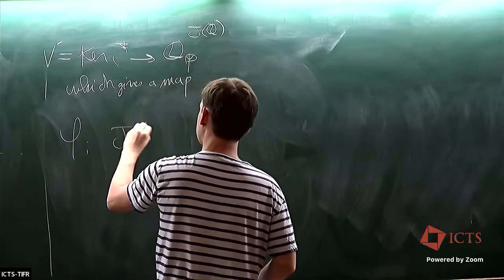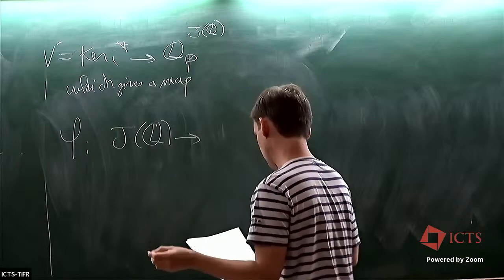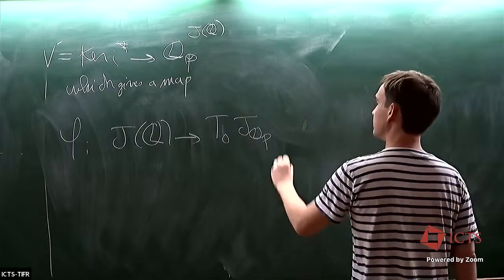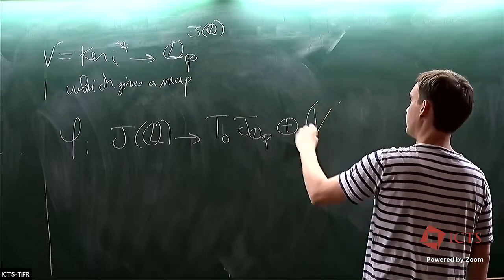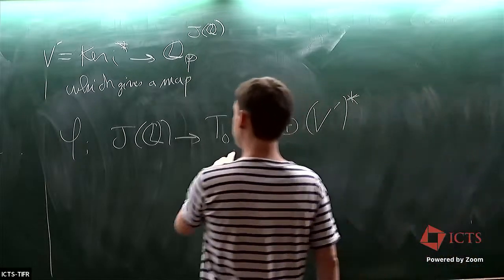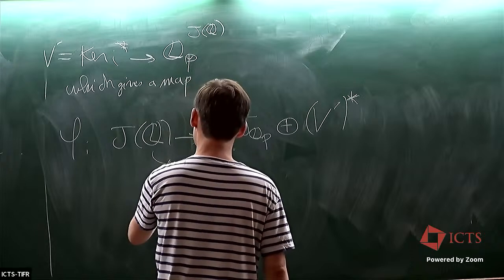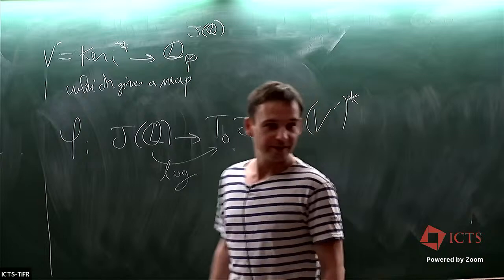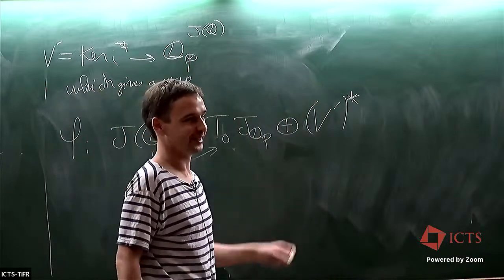Let's call it phi, which goes from J of Q to first the tangent space of J(Q_p) at 0 plus V prime dual. I'll explain right now how I do. Well, for this side, it's easy. It's just the log, the p-adic logarithm, which I named here. So I can apply it to rational points. It sends me to Q_p^g. The quadratic side is here. I'll explain.